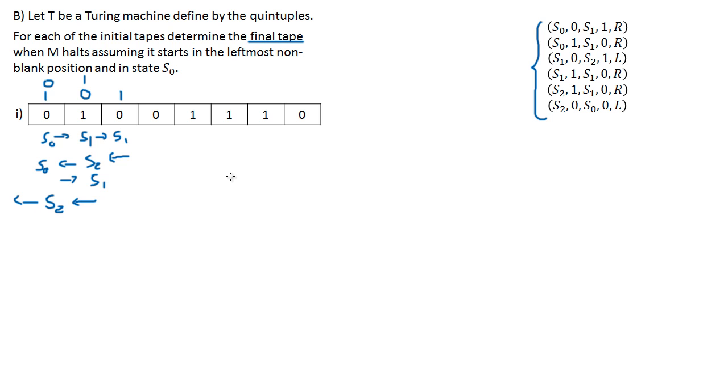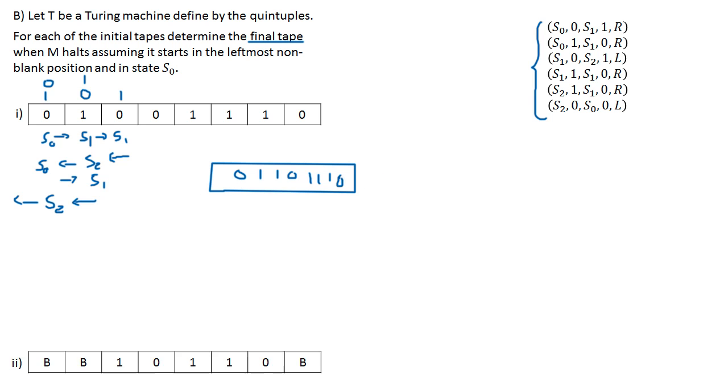So at the end of the day, we get a new tape that is 0 1 1 0 1 1 1 0. This is the new tape. So as you can see, doing this, we get 0 1 1 0 1 1 1 0. This will be the final tape.